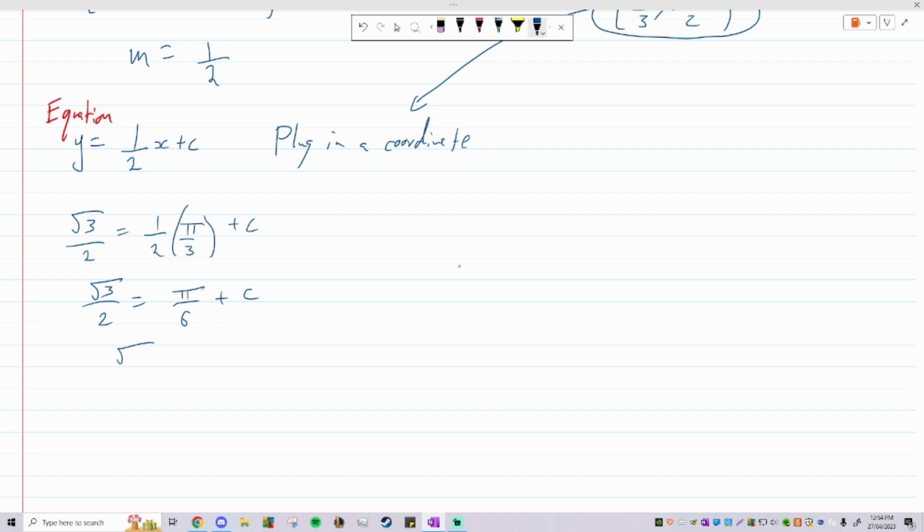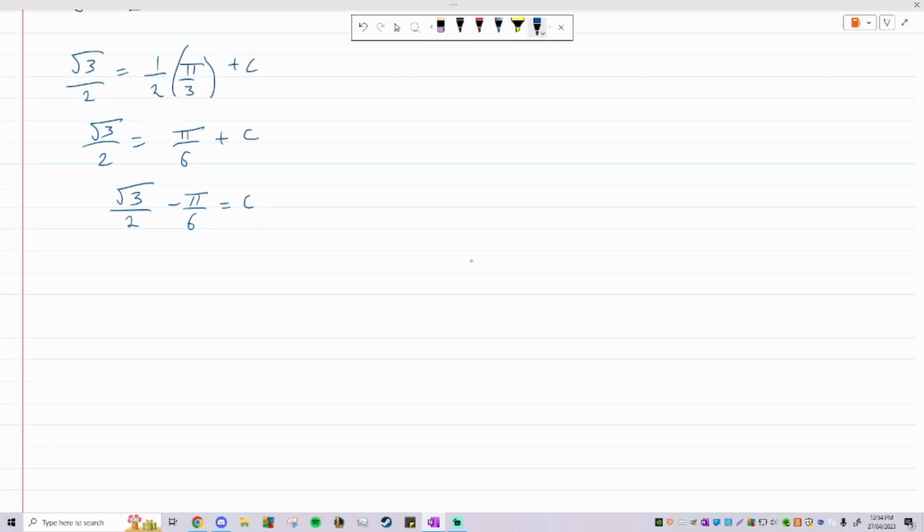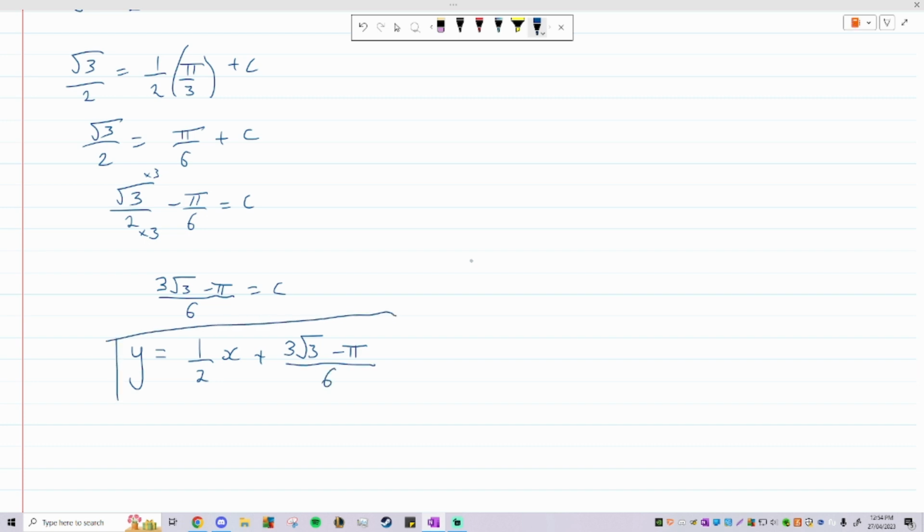Then take the pi on 6 over, so root 3 over 2 minus pi on 6 equals c. Now I might go one step further here and make them the same denominator by simply times 3 times 3. So I get 3 root 3 minus pi all over 6 equals c. Okay, so now when I get my full equation, I get y equals a half x plus 3 root 3 minus pi over 6. Okay, so this is the equation of the tangent line, right?